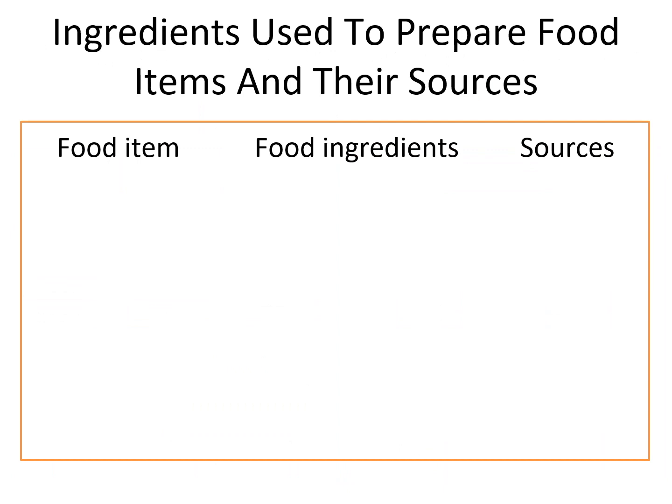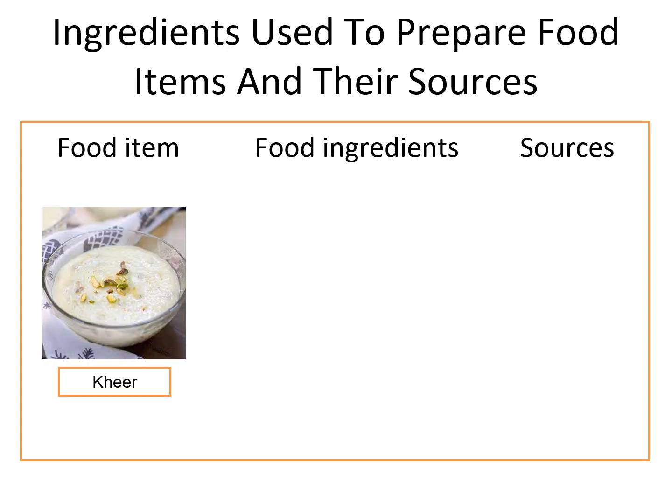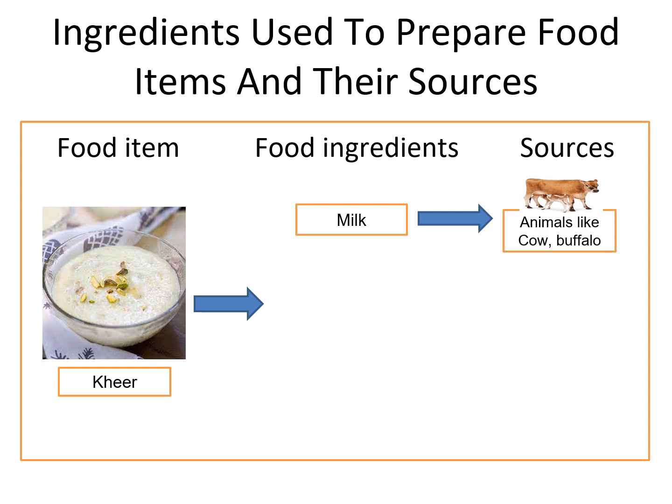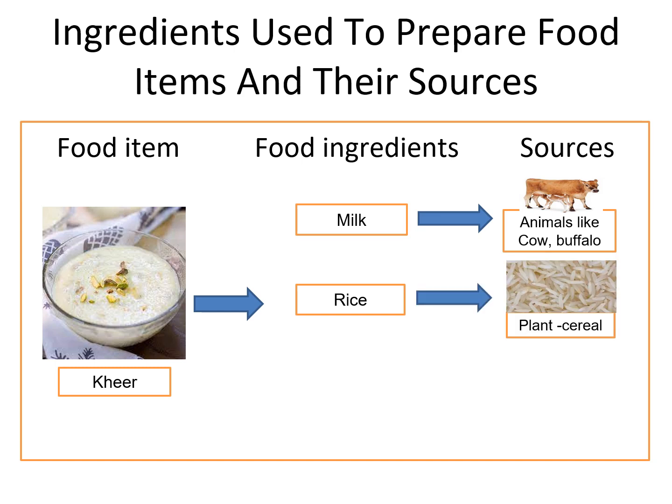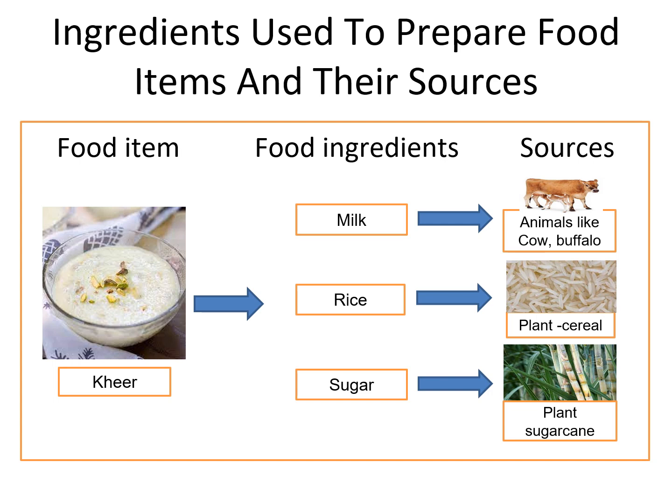Now let's take an example to understand the food ingredients and the resources. For example, for the preparation of kheer, the first ingredient is milk, which comes from animals like cow and buffalo. The second ingredient is rice, which comes from the plant source. And the third is sugar, which also comes from a plant, that is sugarcane. So we can understand that different food items are made up of different ingredients which come from two sources, animal sources and plant sources.